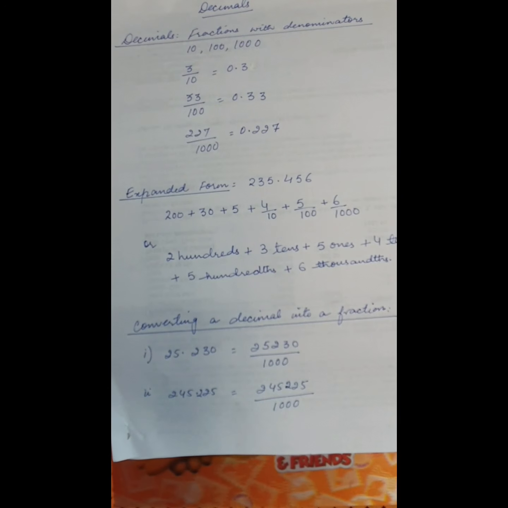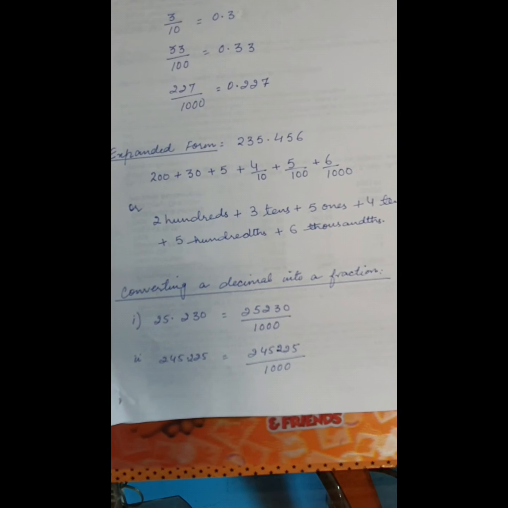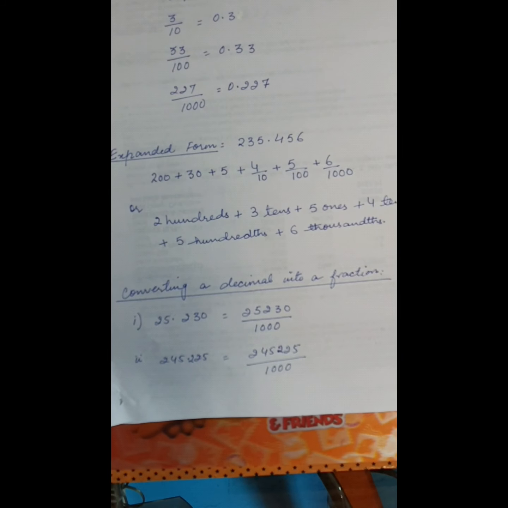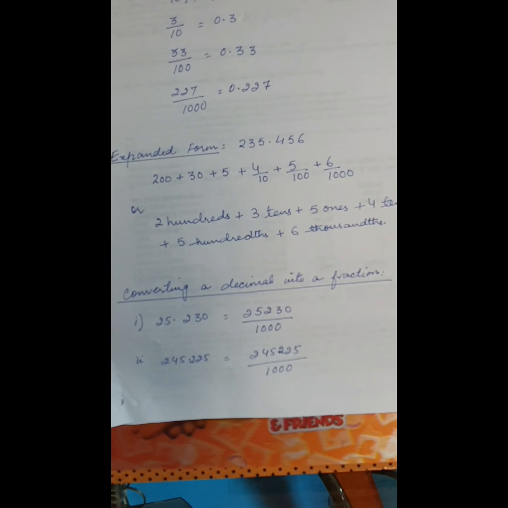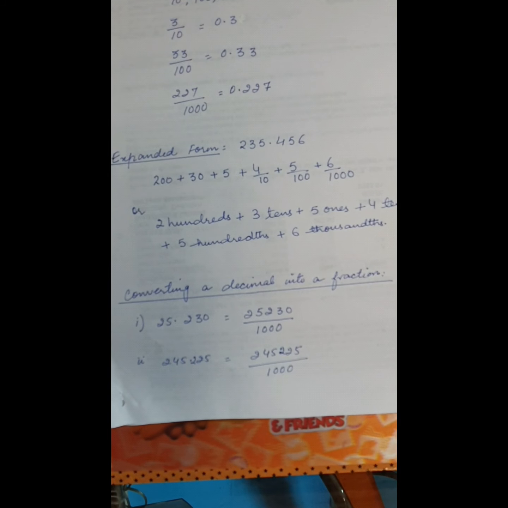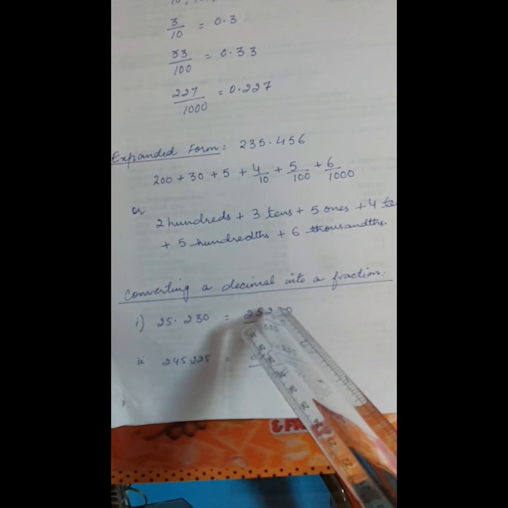How to convert a decimal into a fraction? For example, you have a number 25.230. How to convert it into a fraction? Follow the steps given below for converting a decimal number into a fractional number. Write the decimal without the decimal point. For example, here we have 25.230. We have to write 25230 without a decimal point.